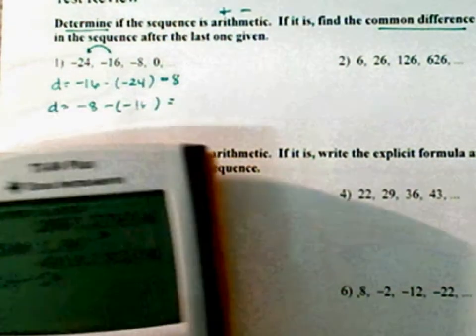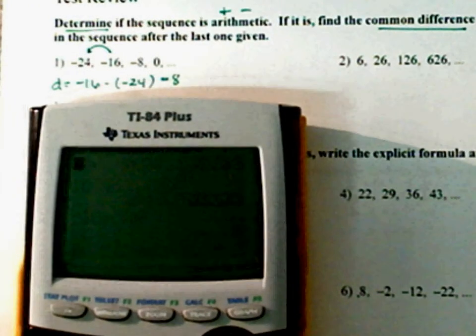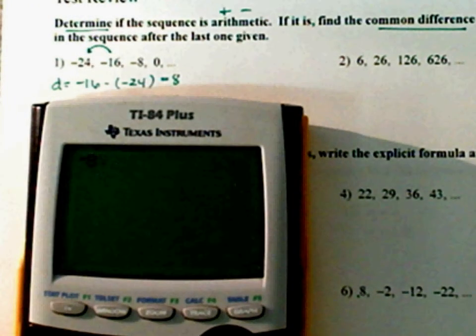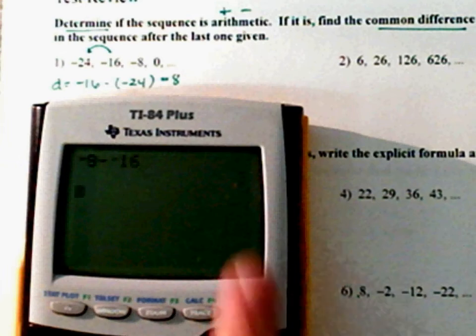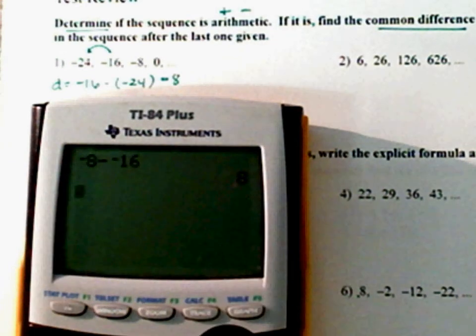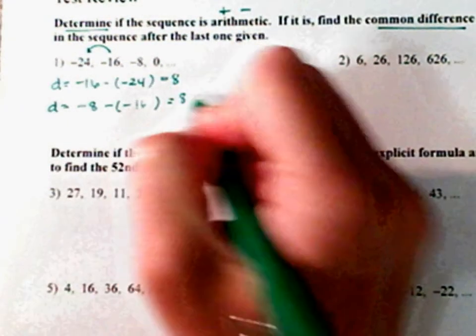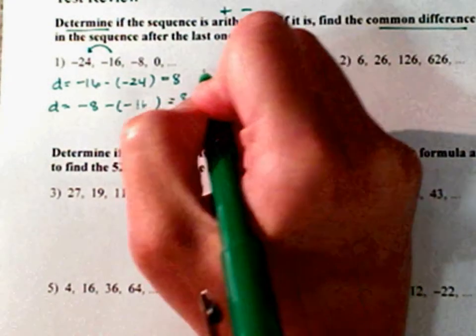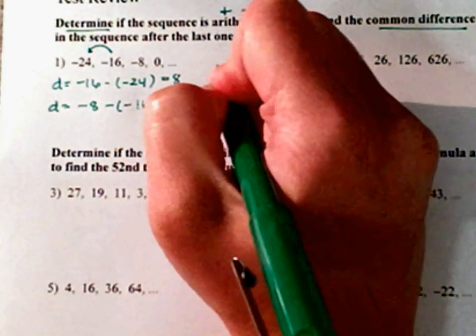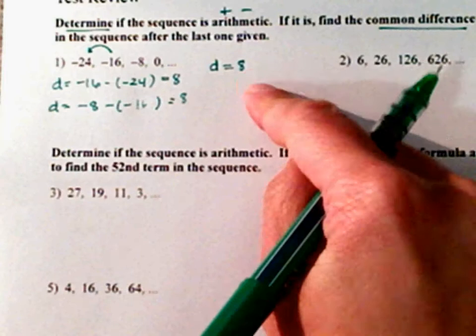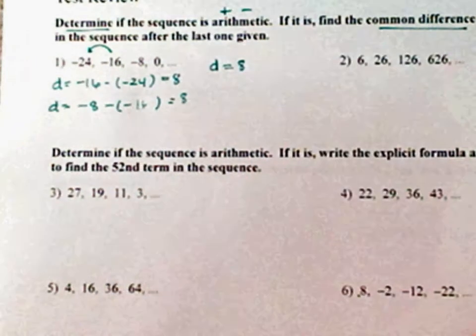So you can actually go to your calculator and just start doing that. Negative 8 minus negative 16 comes out to be 8. 0 minus negative 8 comes out to be 8. So as you can see, the common difference is the same. So your d is equal to 8. That's your common difference. And yes, it is arithmetic.